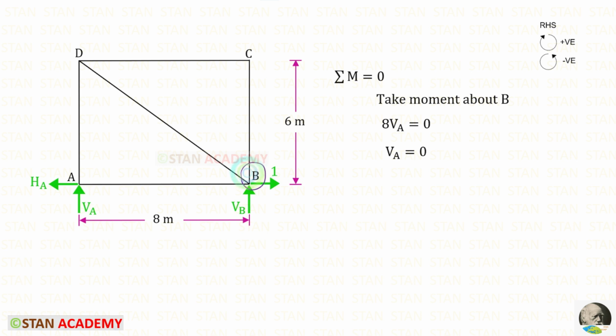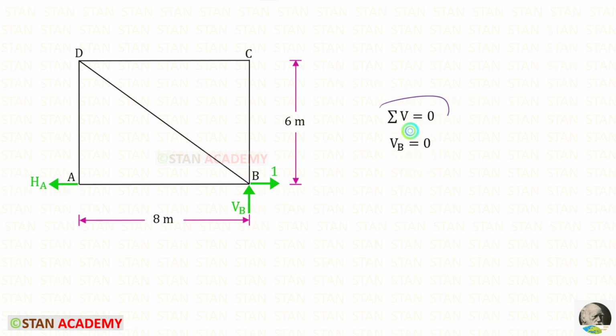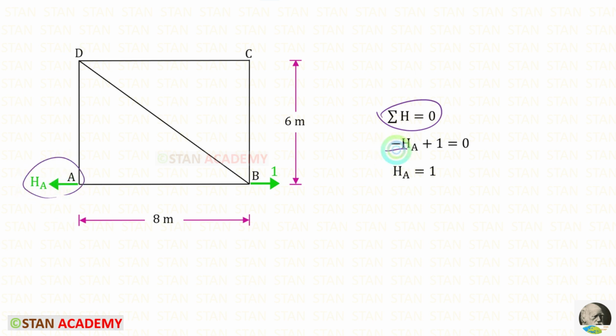Let us take moment about B and find out VA. VA is acting in the clockwise direction, so it will be positive, and the distance is 8, so 8 VA. For HA, unit load and VB, there is no perpendicular distance, so except VA there is nothing, so 8 VA will be equal to 0. So for VA, we will get 0. I have removed VA. Now using this rule, for VB, we will get 0. Let us use this rule and find HA. HA is acting towards the left side, so it will be negative. The unit force is acting towards the right side, so it will be positive. For HA, we will get 1.